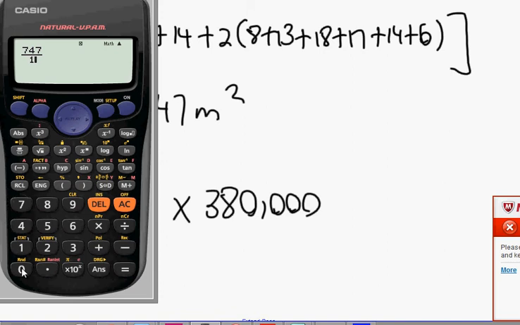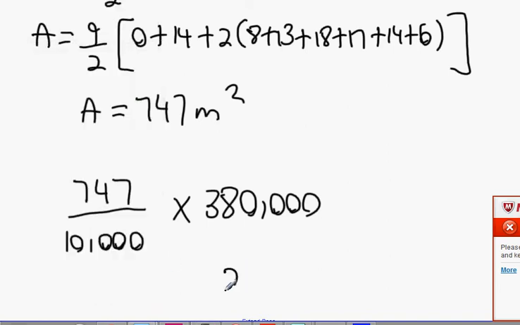Divided by 10,000. Anybody get it yet? 28,386. So 28,306. 28,386. Okay? So the valuation of the land is 28,386. Okay?